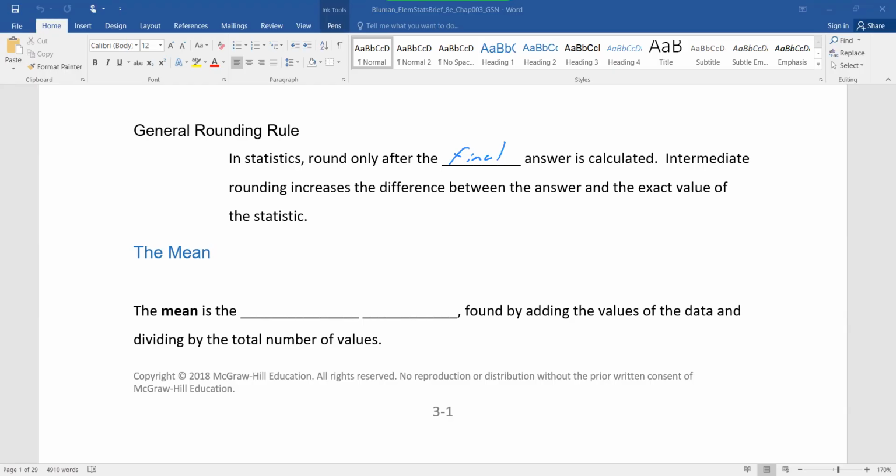All right, so the mean here again is the arithmetic average. It's where we actually add them all up and divide by however many there are. So that's the arithmetic average, which again is found by adding the values of the data and dividing by the total number of values.